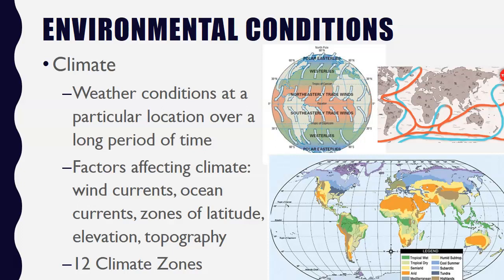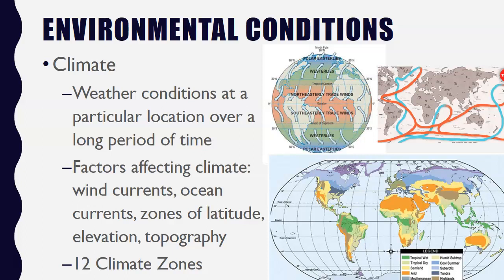Our zone of latitude also impacts our climate. We tend to have tropical climates in the low latitudes, polar zones, cold areas in the high latitudes, and then in between the low and high latitudes we have temperate or seasonal climate that would be similar to what we experience here in central Illinois.